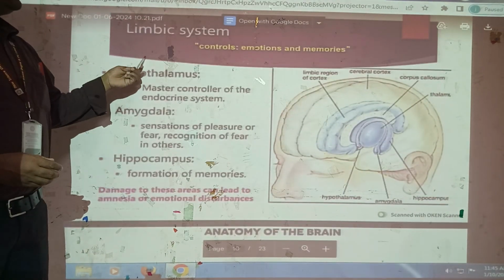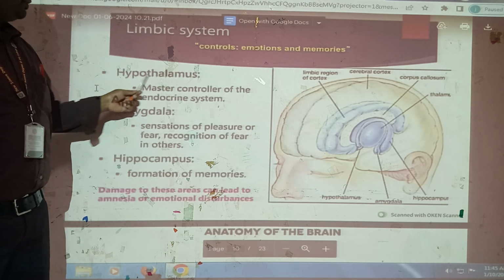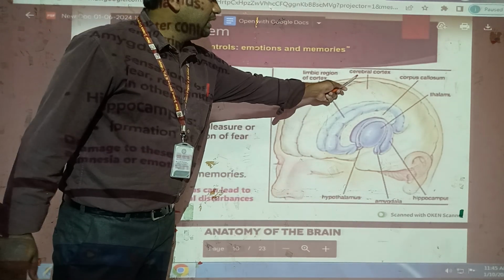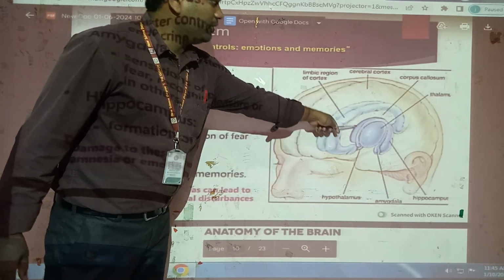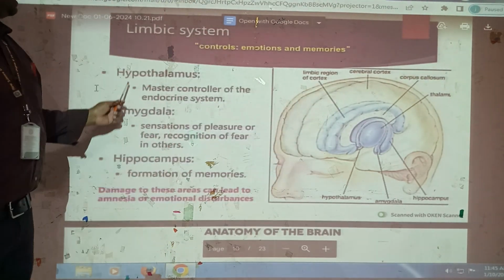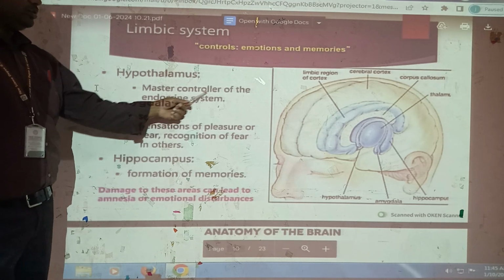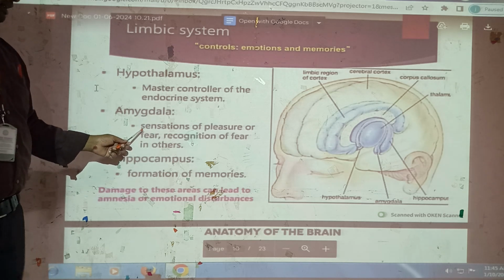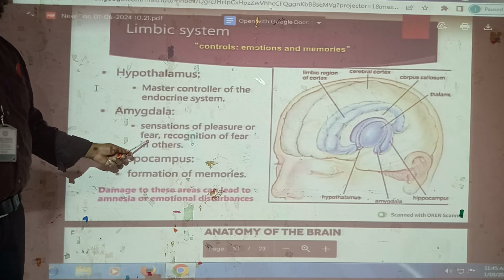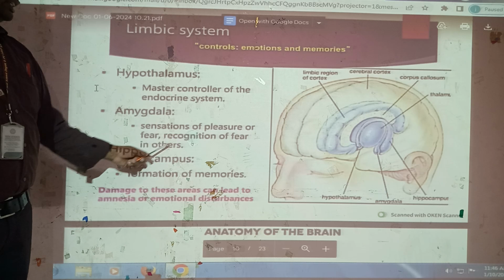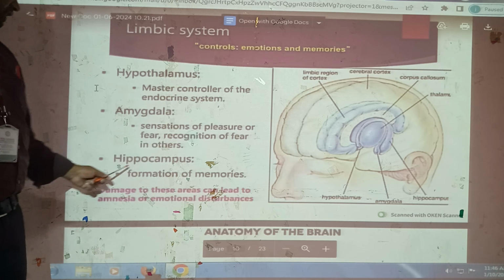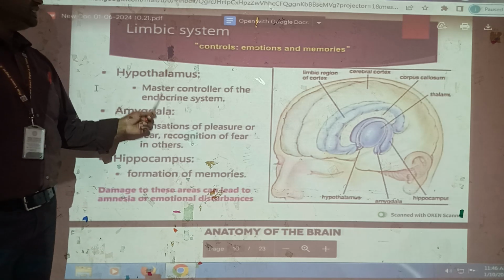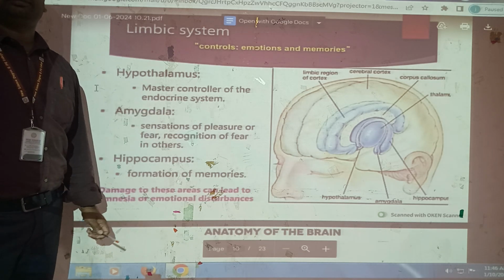And the limbic system is present in the forebrain. The hypothalamus is the master control of the endocrine system. The amygdala handles the sensation of pleasure or fear and recognition of fear in others. And after that, the hippocampus is responsible for the formation of memories. This is the limbic system.